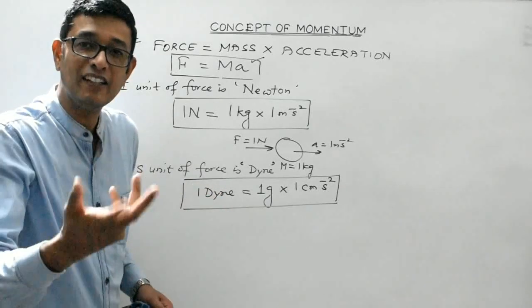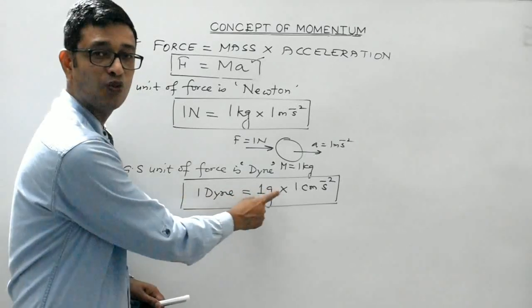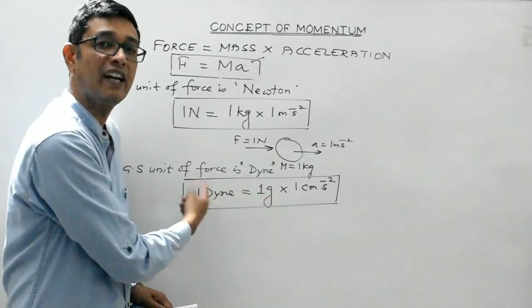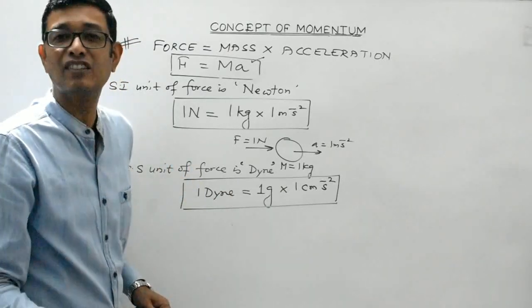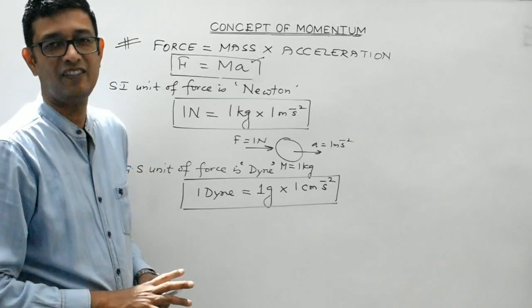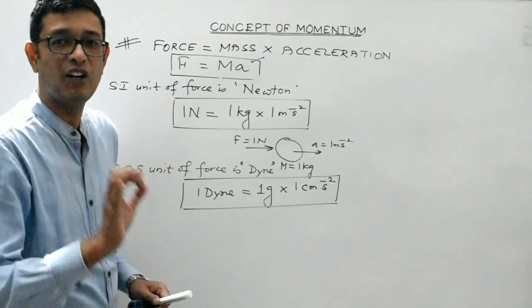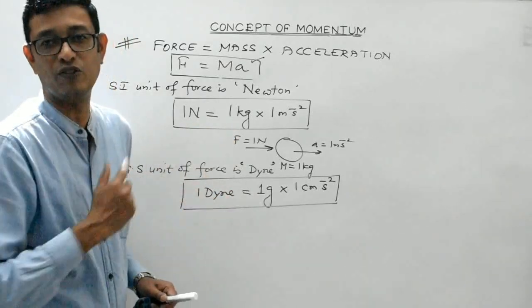How do you define 1 dyne then? The force acting on a body of mass 1 gram is said to be 1 dyne if it is able to produce in the body an acceleration of 1 centimeter per second square. Clear, students? So this is how you can define 1 Newton of force as well as 1 dyne of force.